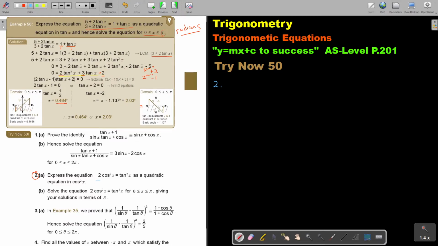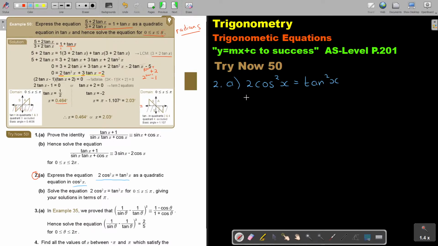Okay. Number 2. Express this equation as a quadratic equation in cos. They're nice, they help you. Okay, so let's start with number A. Let's first write it down. So 2 cos squared x is equal to tan squared x.